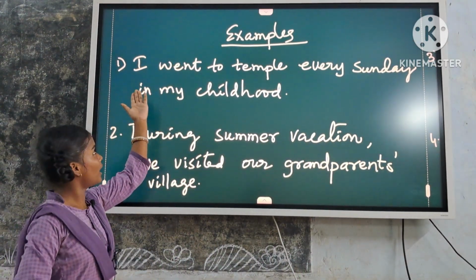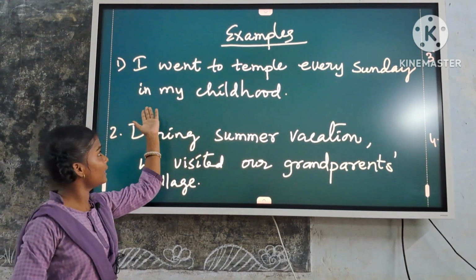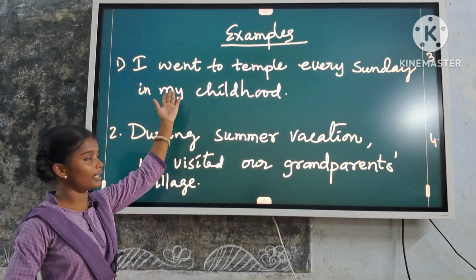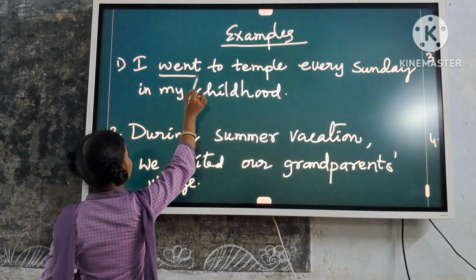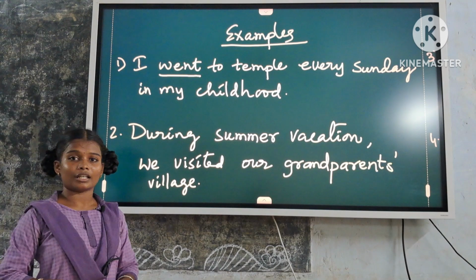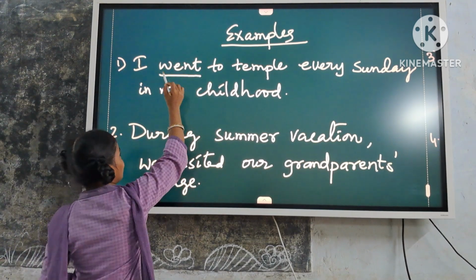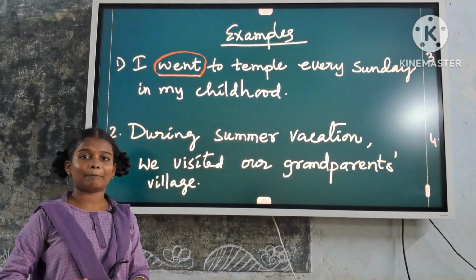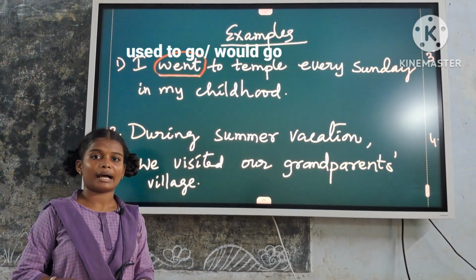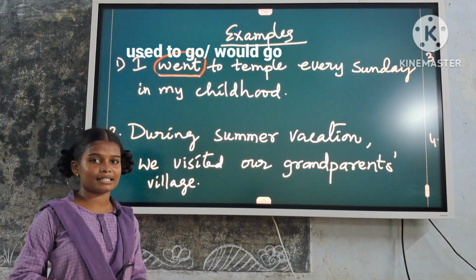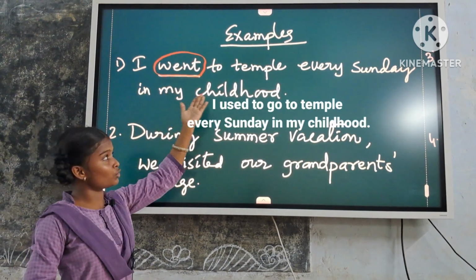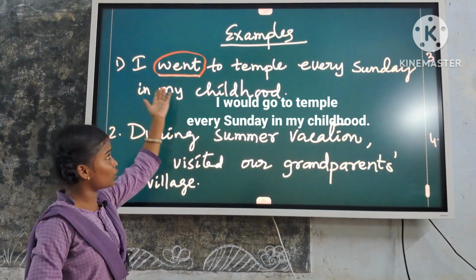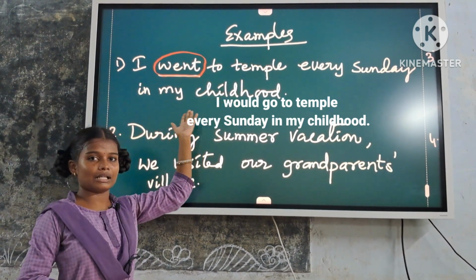Now examples. First example. I went to temple every Sunday in my childhood. Here, the verb in the main clause is went. Round it off. Replace it with used to plus go or would plus go. So the answer is, I used to go to temple every Sunday in my childhood, or I would go to temple every Sunday in my childhood.